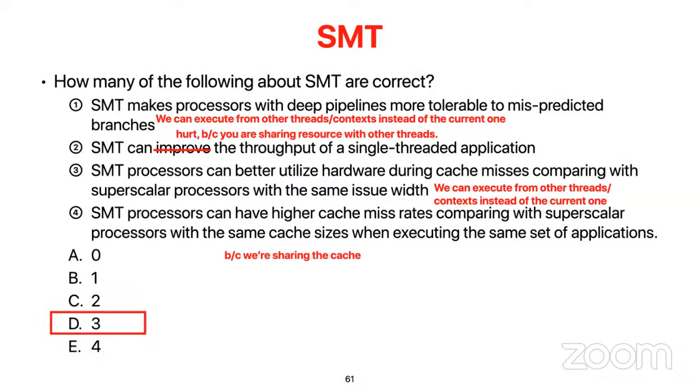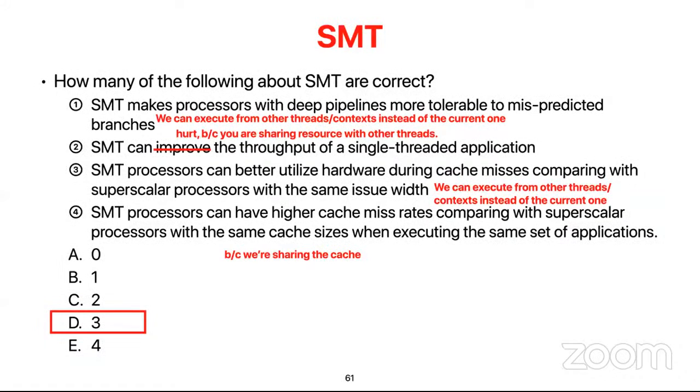Yeah, so the answer of this question is actually I will put 3 here because in general, because you are sharing, right? So your hit rate is worse, meaning that your cache miss rate is higher. All right. Thanks for your insights.